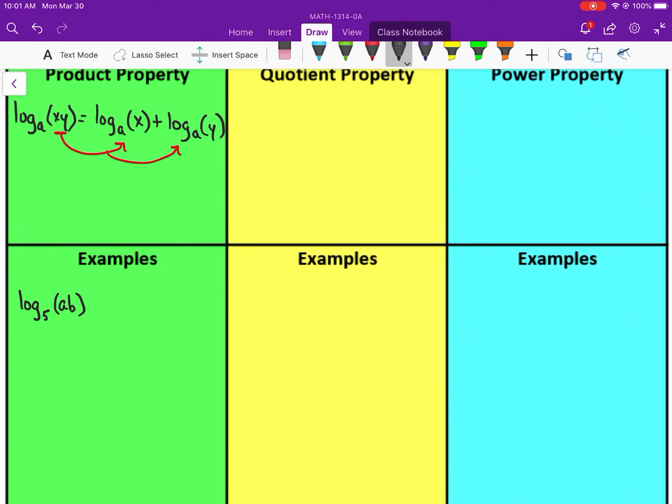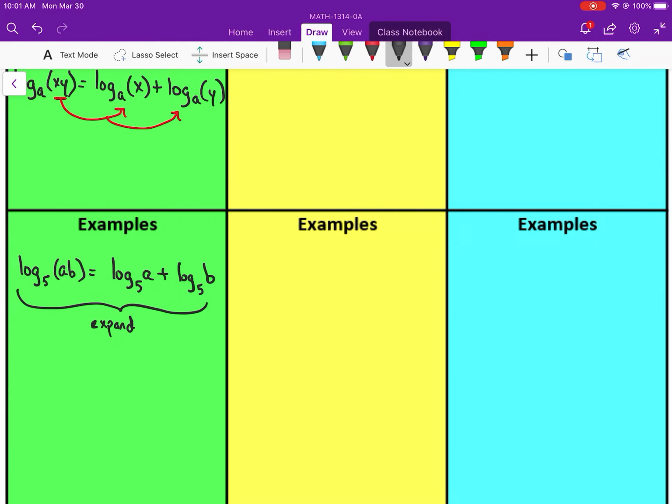All right, so if we have log base 5 of a times b, this is going to equal log base 5 of a plus log base 5 of b. Very important that, of course, you write the log there twice when you're expanding it, what we call expansion. So this is an example of expand. You're going to see 2 types of problems in this lesson. It's going to be expand or condense.